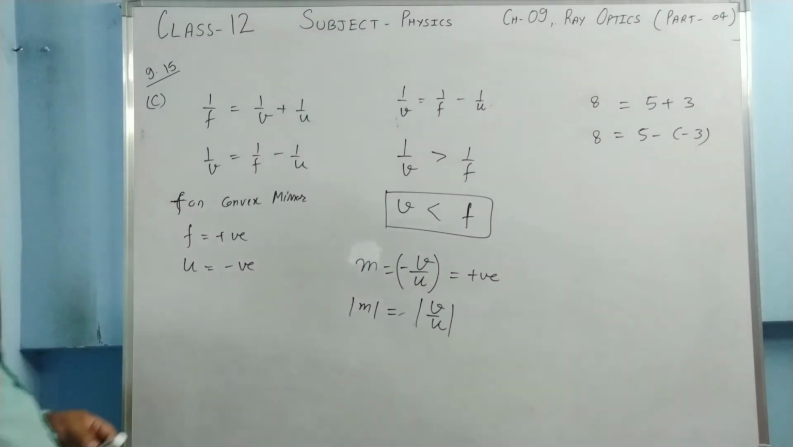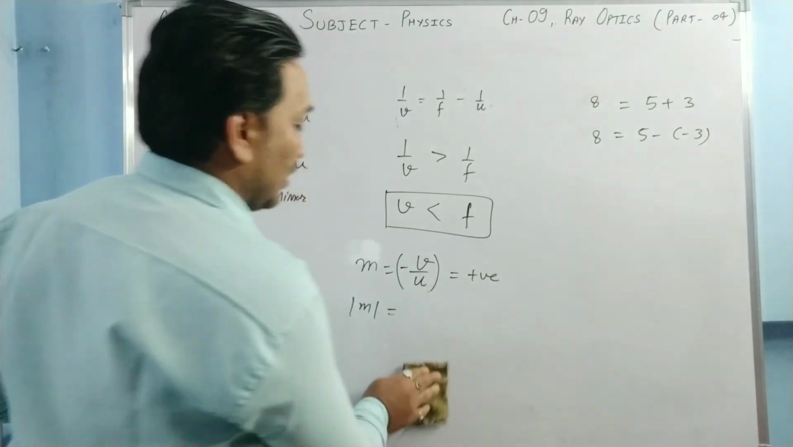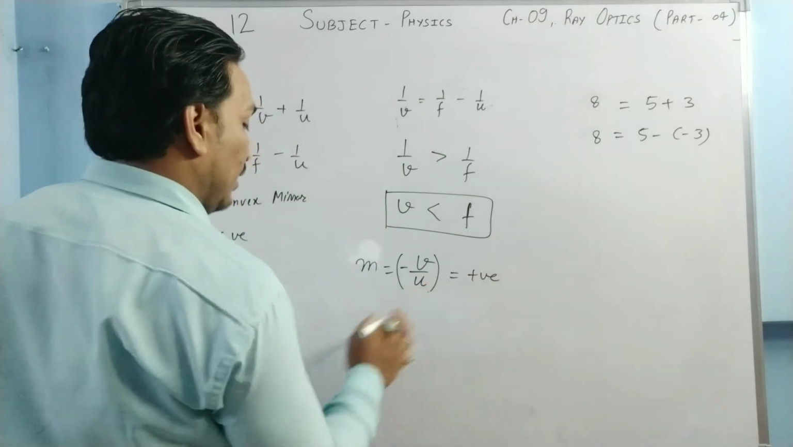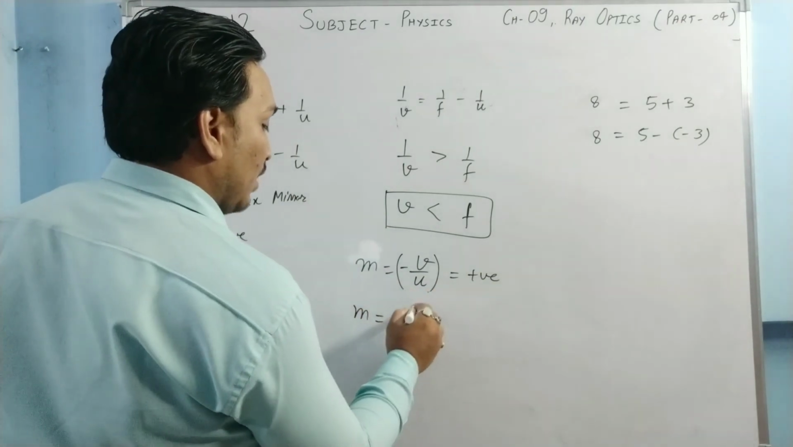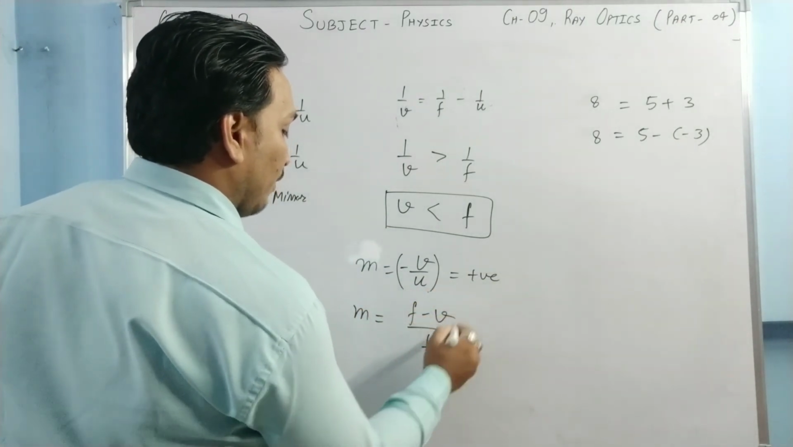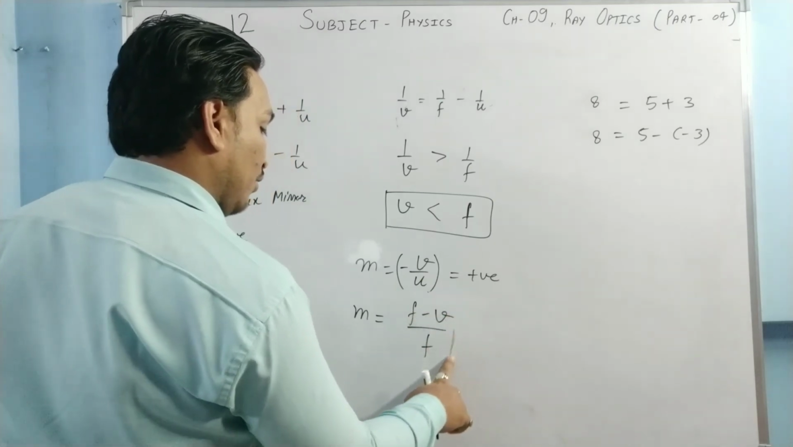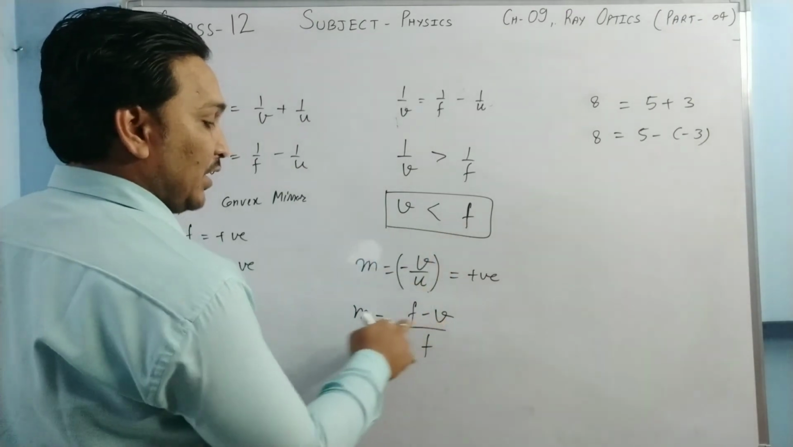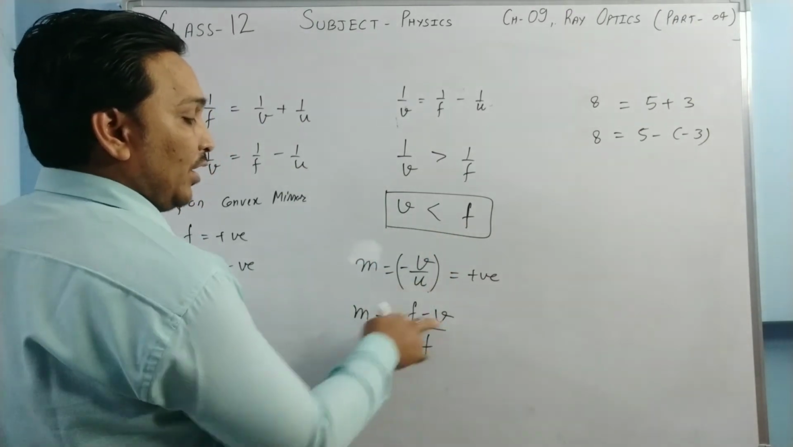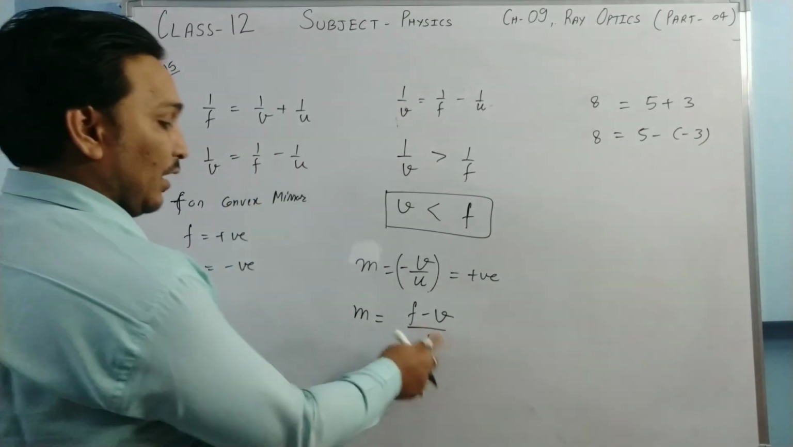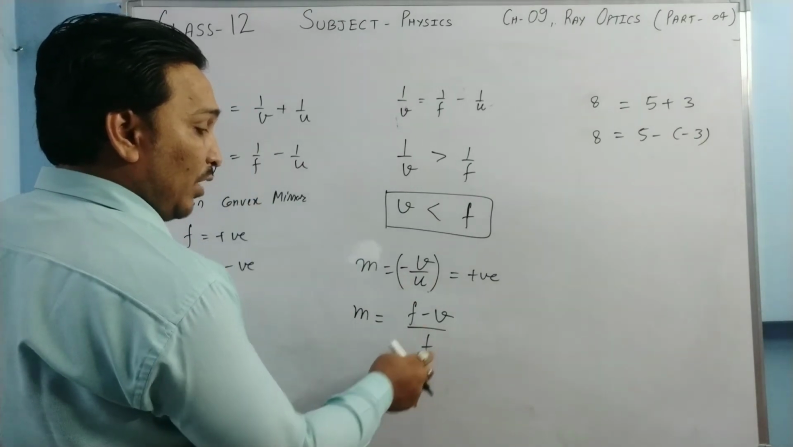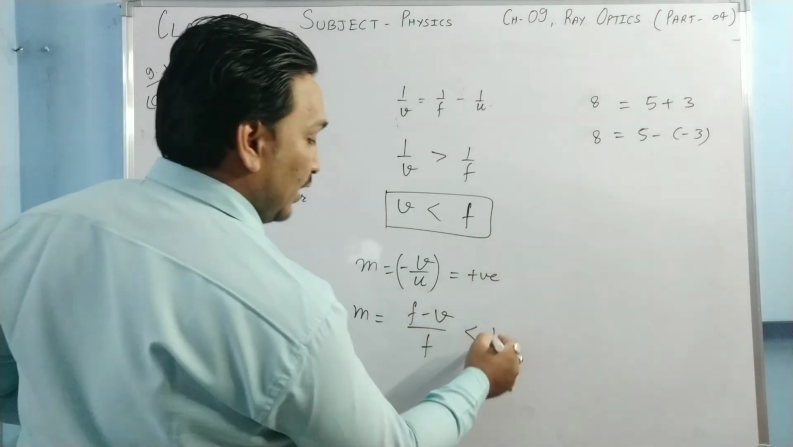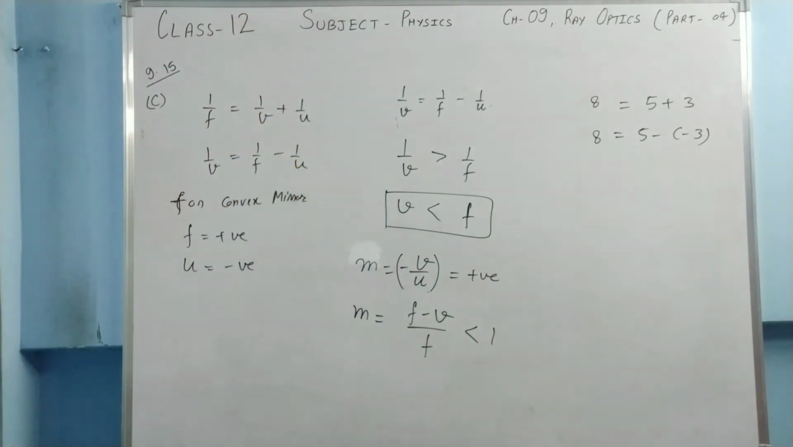Moreover, for magnification in terms of focal length and the image distance, we have a formula that m is equal to f minus v upon f. Okay, m is equal to f minus v upon f. We have just proved that v is less than f, so the numerator is positive. For convex mirror, f is also positive. But here this f minus v should be less than f. So basically it should be less than 1.